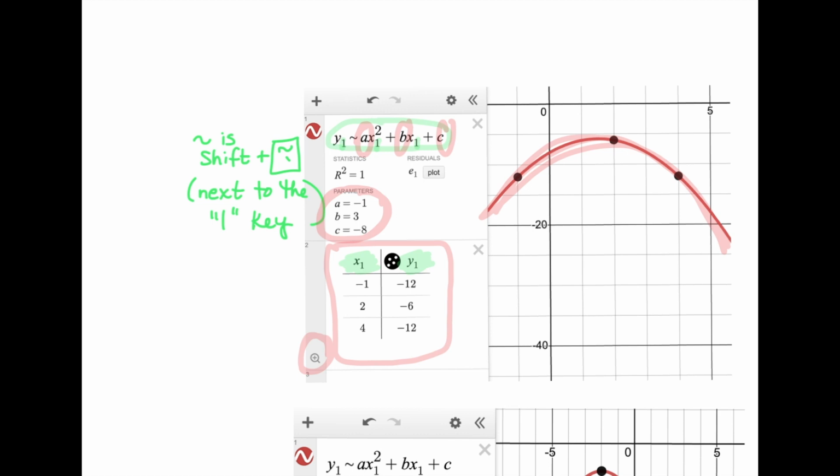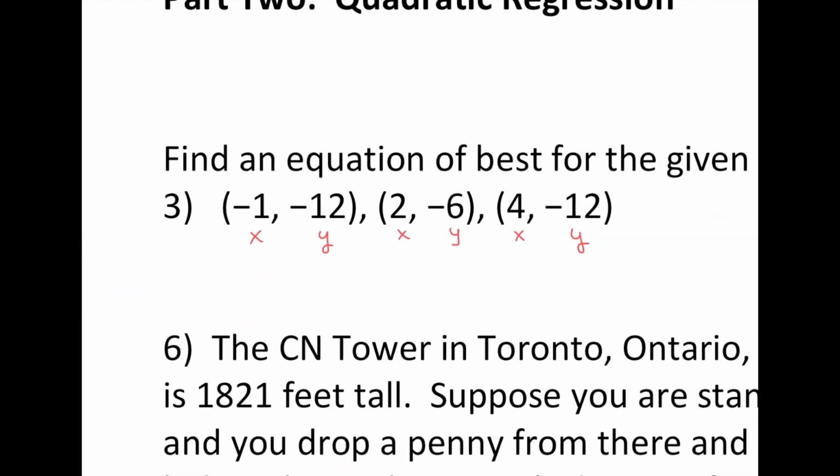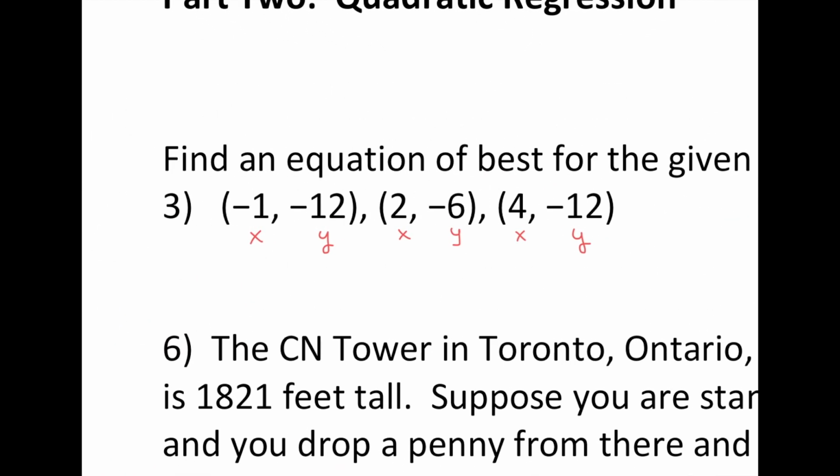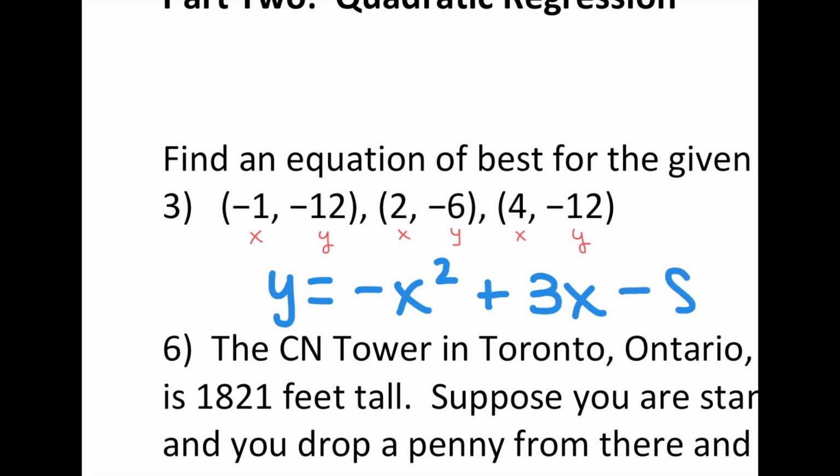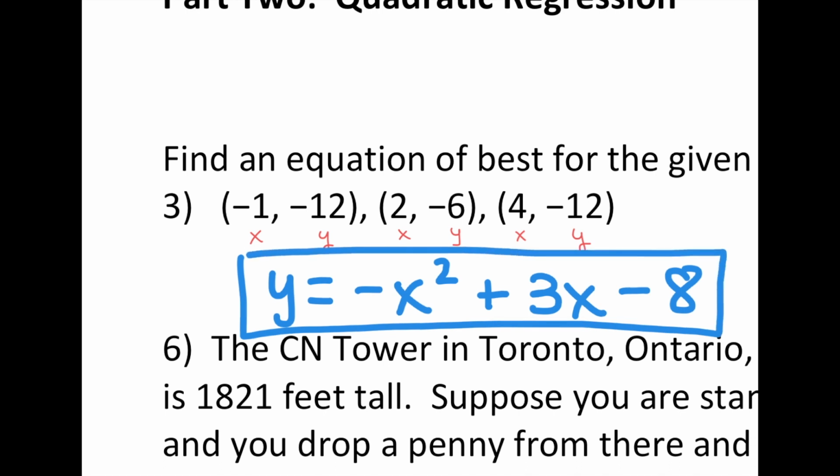That's your answer. So what you're going to write then on your paper, when I ask you what's the regression model or what's the regression equation, you're going to say y equals, don't say y1, just say y equals, and then a was -1, so you want -1 x squared, you don't need to write the 1, plus bx, so that's going to be plus 3x, and then plus c. Well, c is -8, so I'm going to write just -8. And that's your answer for number 3.